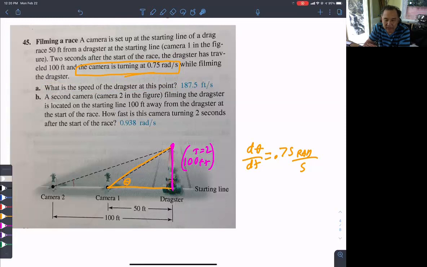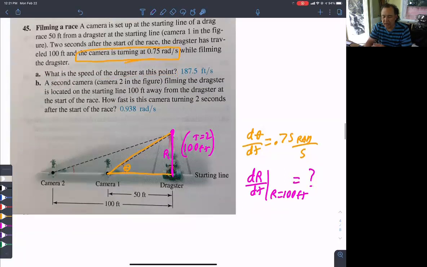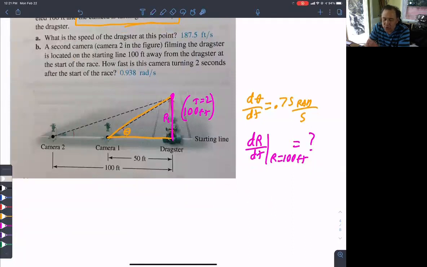So we need to call that something. What letter would be good for that distance that the dragster has traveled? Some people might do D for dragster, D for distance, R for race. I will do R for the distance it has raced so far. And that's what they want. They want how fast R is changing with time when R is 100 feet. Okay, because that's the time they want it. At that point, the point when the dragster is 100 feet down the racetrack.